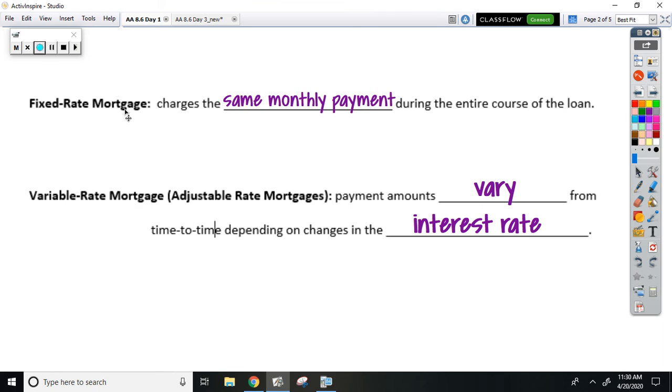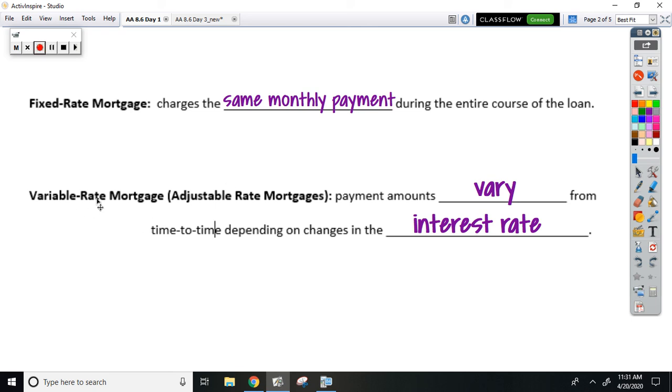There are two types of mortgages. There's a fixed rate mortgage, which charges the same monthly payment during the entire course of the loan. Or there's a variable rate, also called an adjustable rate mortgage. The payments in this case will vary from time to time depending on changes in the interest rate, which are all dependent upon the market.